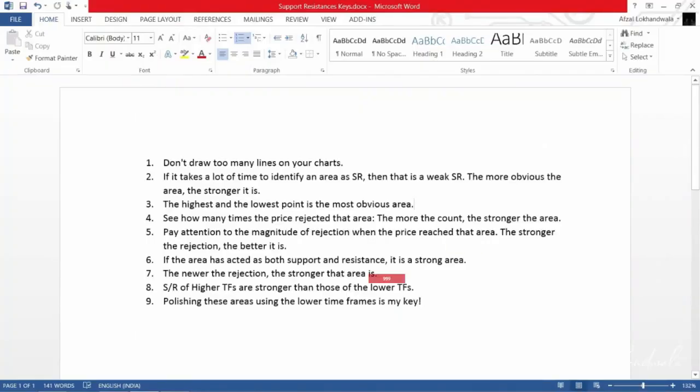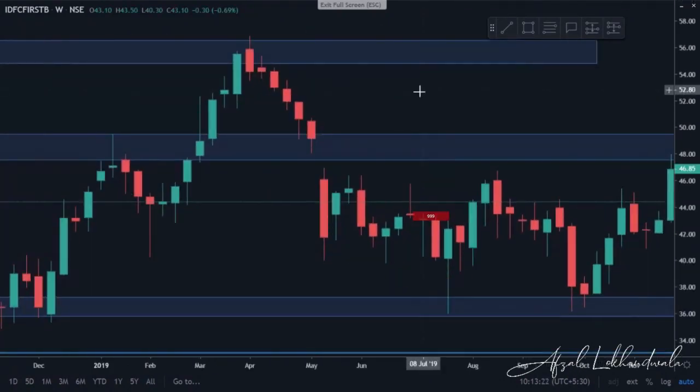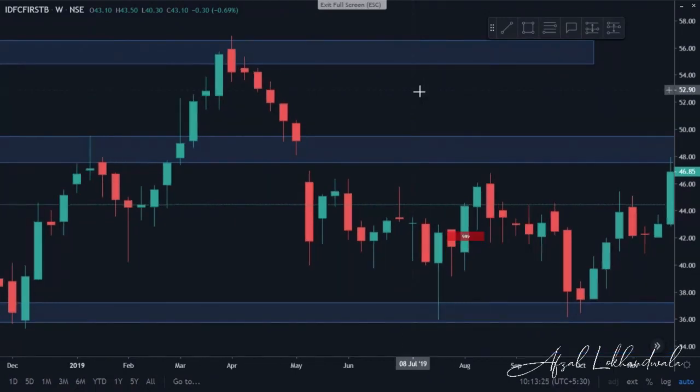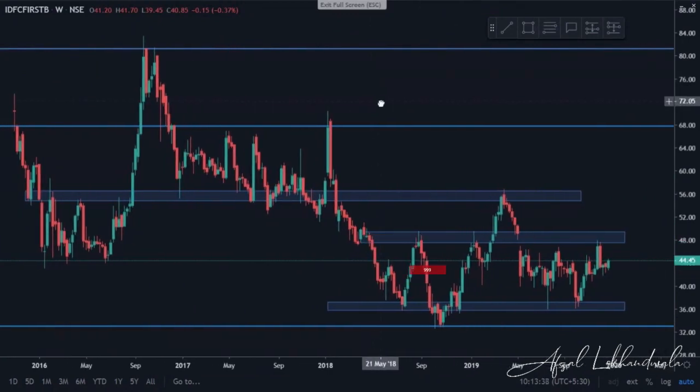So the third point is, the highest and the lowest point is the most obvious area. Now whenever you look at a chart to draw supports and resistances, the first thing you need to do is make it comfortable. What I mean by comfortable is, the chart should not appear so small, nor should it appear too big. For example, I would not want my chart to appear like this, where there are so many big candles. I do not want it to be in so much zoomed in position that I would not be able to spot any areas, nor would I want my chart to look like this, nor would I want my chart to be so much zoomed out that the candles appear too small to analyze.